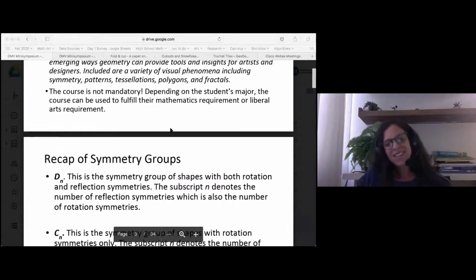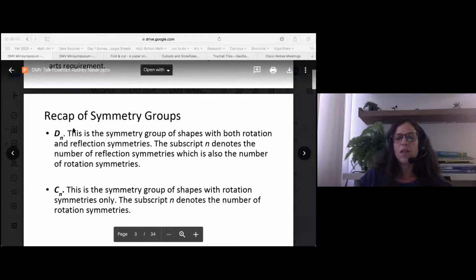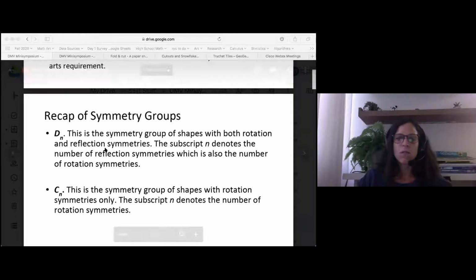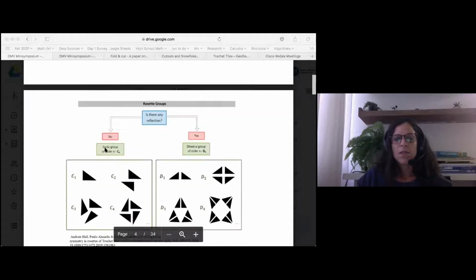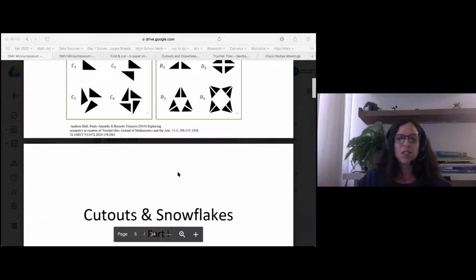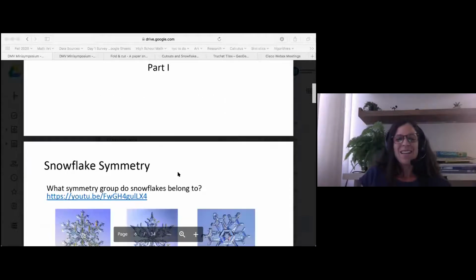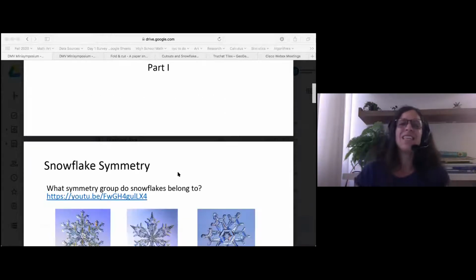To give a little background on this lecture, it comes after an introduction to symmetry groups, and students have already learned about dihedral and cyclic symmetry groups at this point. We go through this flow chart to help them differentiate between the two. And this is the first part of the activity, creating cutouts and snowflakes. I made a video so I can make sure to have enough time to show you the sequence of events.